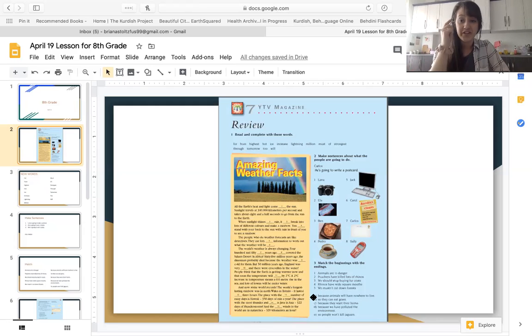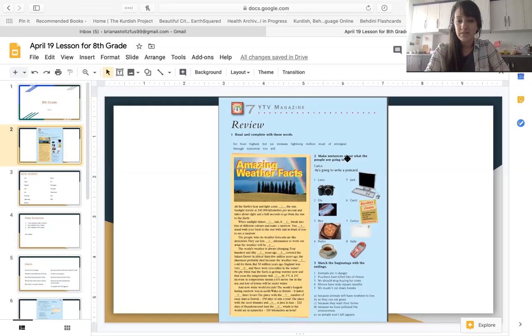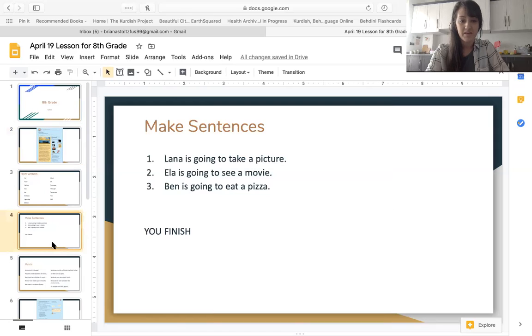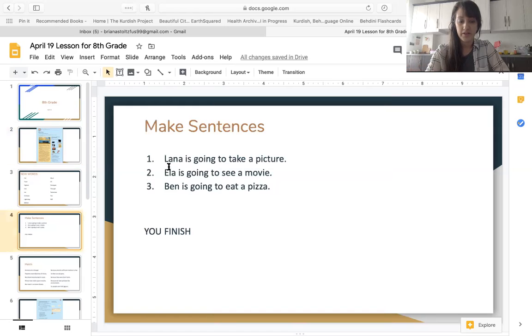Practice reading the story to yourself. Make sure you understand everything. Okay, let's make some sentences about what the people are going to do in part 2. If you look at the page, it has a name with an item. And we will use the present perfect, which is going to. For example, number 1. Lana is going to take a picture.